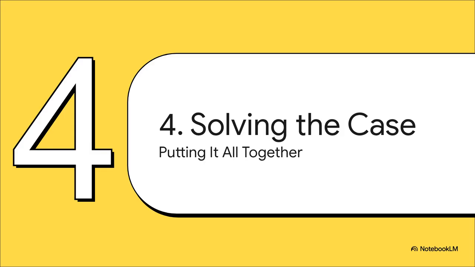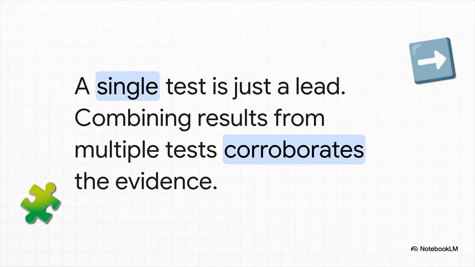So, we've gathered all this evidence. We've interrogated anions, cations, and even heard testimony from gaseous witnesses. Now it's time to go back to the detective's desk, lay it all out, and put the pieces together to finally solve this case. And here's probably the most important lesson in chemical detective work. A single test rarely solves the whole mystery. A white precipitate is just a lead. A few bubbles are just a hint.